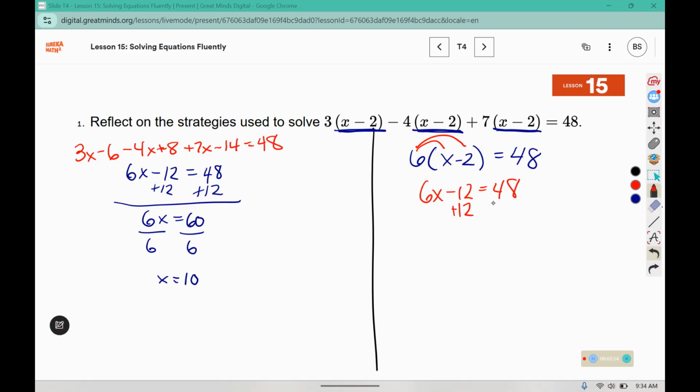But you can see that the problem is going to have the same solution. 48 plus 12 is 60. Divide both sides by 6. And again, we get x equals 10. So take a minute to reflect on those two strategies that we used to solve that problem. What did we do differently? What approach did you like better? How might you approach solving this problem?